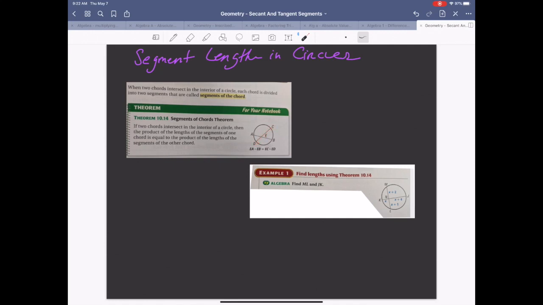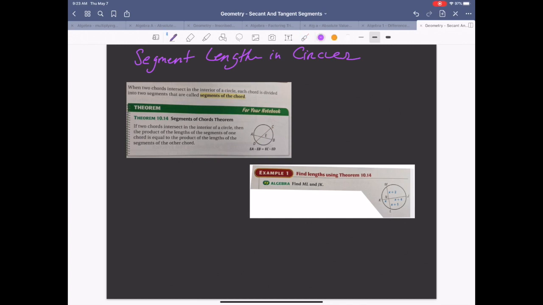So if two chords intersect in the interior of a circle, then the product of the lengths of the segments of one is equal to the product of the lengths of the segments of the other chord. So in this case, you have EA times EB, that's the product, is equal to DE times EC. Okay, so we can apply that right down here to this question, right?